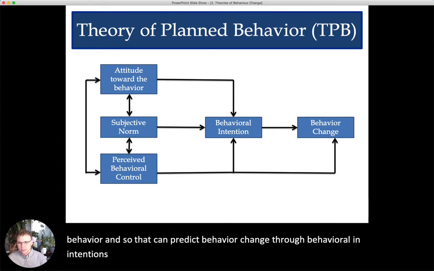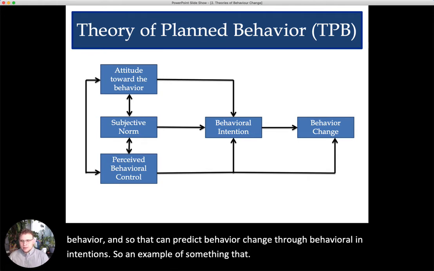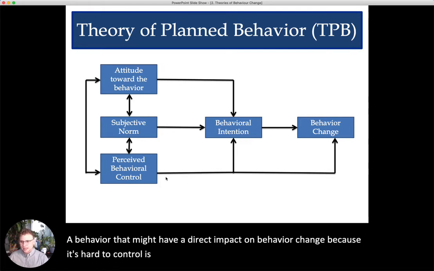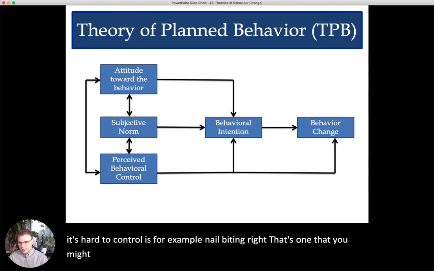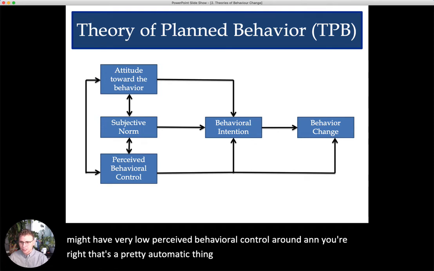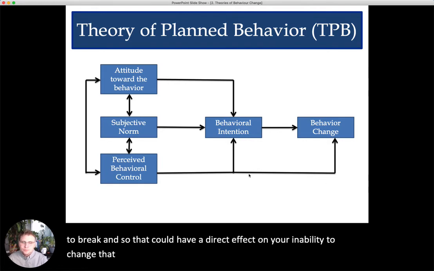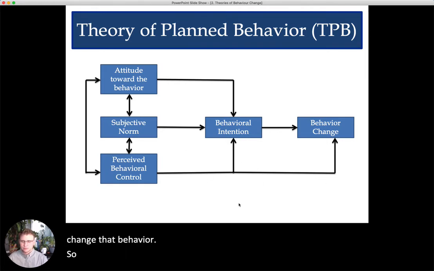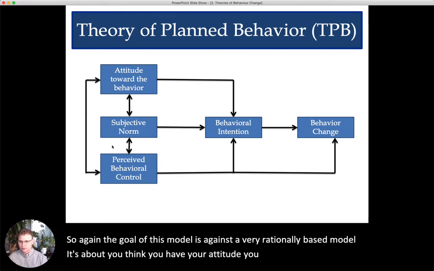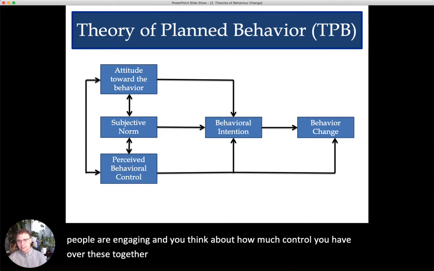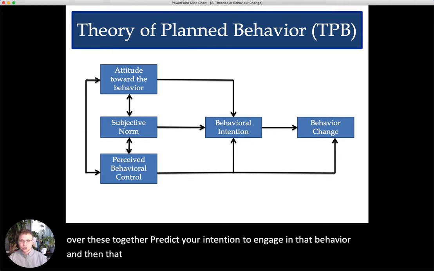So an example of a behavior that might have a direct impact on behavior change because it's hard to control is, for example, nail biting, right? That's one that you might have very low perceived behavioral control around. That's a pretty automatic thing to do. It's a real habit. It can be hard to break, and so that could have a direct effect on your inability to change that behavior. So again, the goal of this model is a very rationally based model. You have your attitude, you have the norm that other people are engaging in, you think about how much control you have over this. These together predict your intention to engage in that behavior, and then that predicts your behavior change.